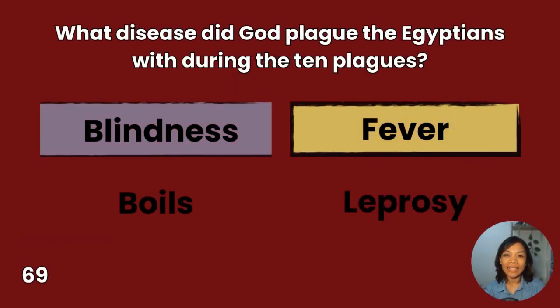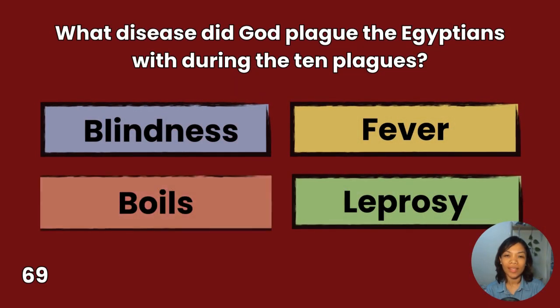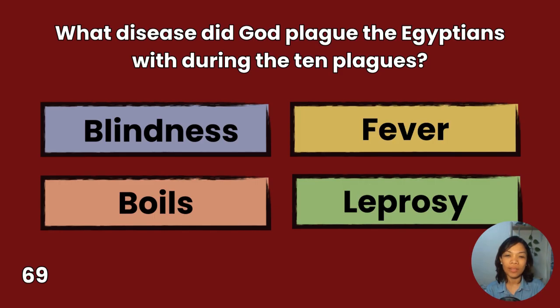69. What disease did God plague the Egyptians with during the 10 plagues? Blindness, boils, fever, leprosy. You have 10 seconds to answer.